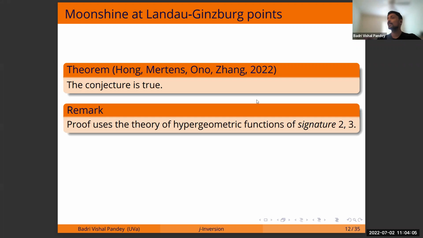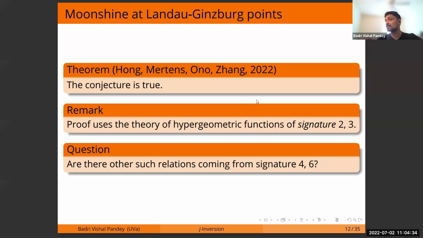The proof uses the theory of hypergeometric functions, specifically the hypergeometric functions of signature 2 and 3. I have thrown out these words, I'll define them in a bit. But they are well studied. Hypergeometric functions are well studied objects, and even within that, signatures 2 and 3 are really well known. And with these two, there are two more signatures, 4 and 6, also here.